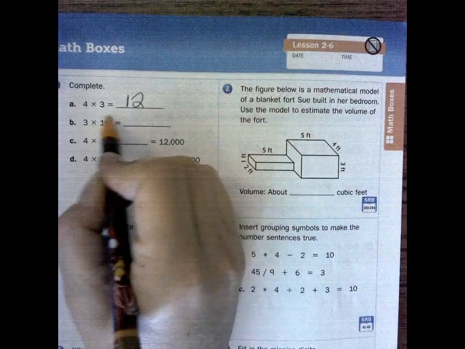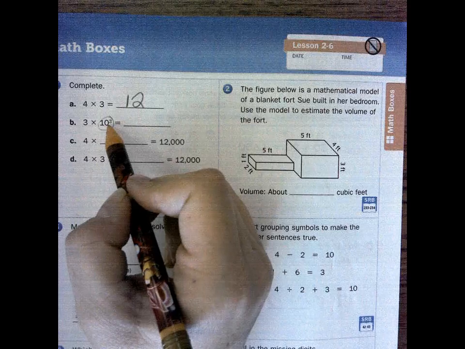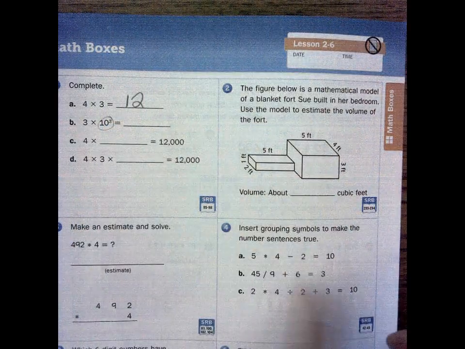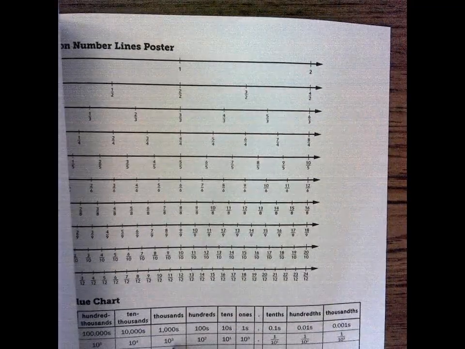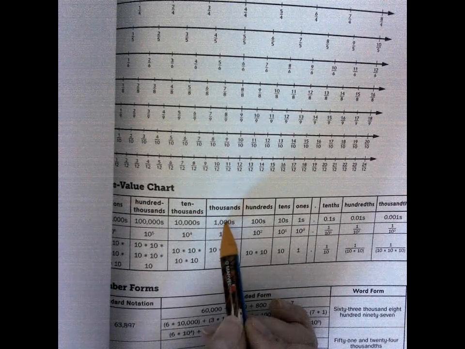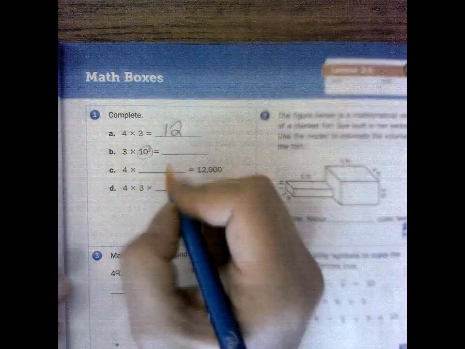We want to make sure we do exponents first. So 10 to the power of 3. I can look at my place value chart in the back of my book if I get stuck. 10 to the power of 3 will tell me 1,000, but I'm just going to check with my place value chart. Yep, 10 to the power of 3, if I look back here, is 1,000. So what is 1,000 times 3? Well, that is just 3,000.